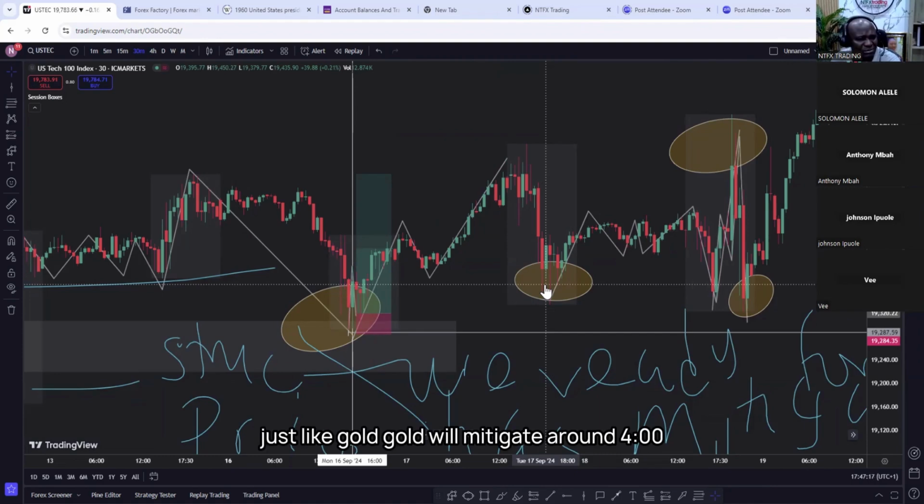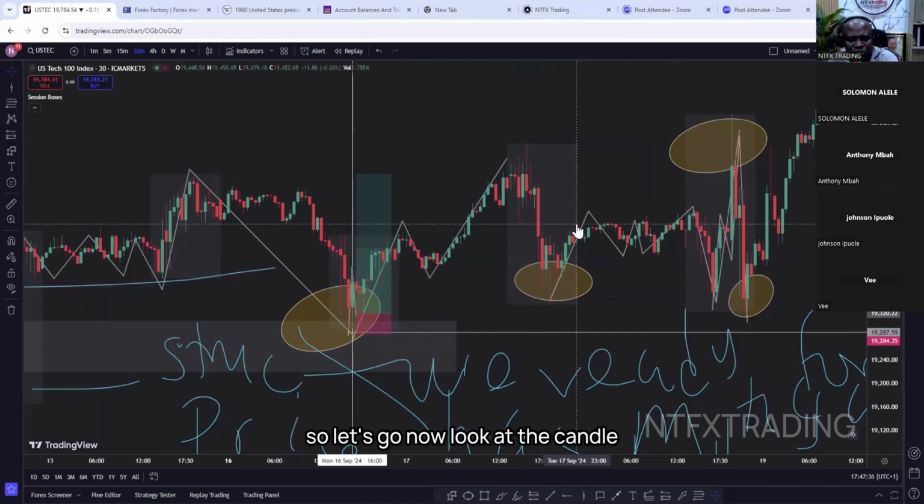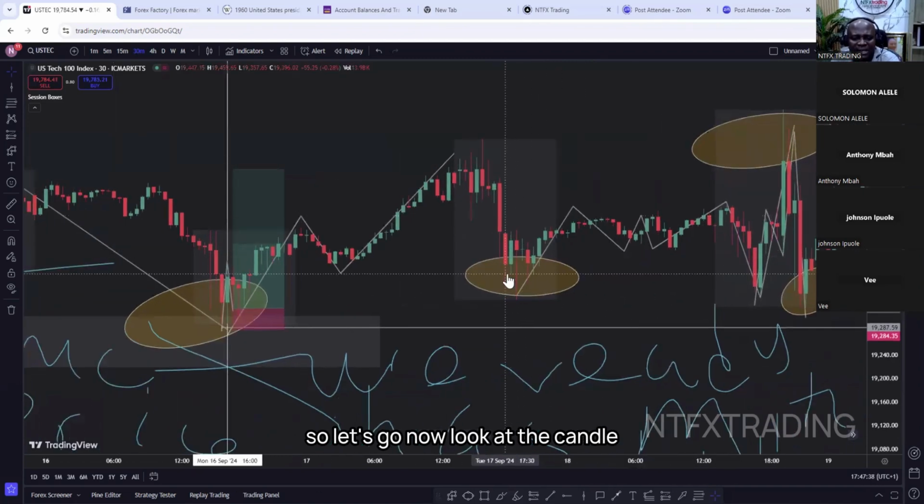Just like gold will mitigate around 4 o'clock. Go and backtest. If I'm wrong, come and tell me. Most of the time, gold will mitigate by 3 o'clock or 4 o'clock. It doesn't mitigate sometimes by 1, 2. No. The market will enter deep into the New York session before it will now mitigate. So let's go. Now, look at the candle.